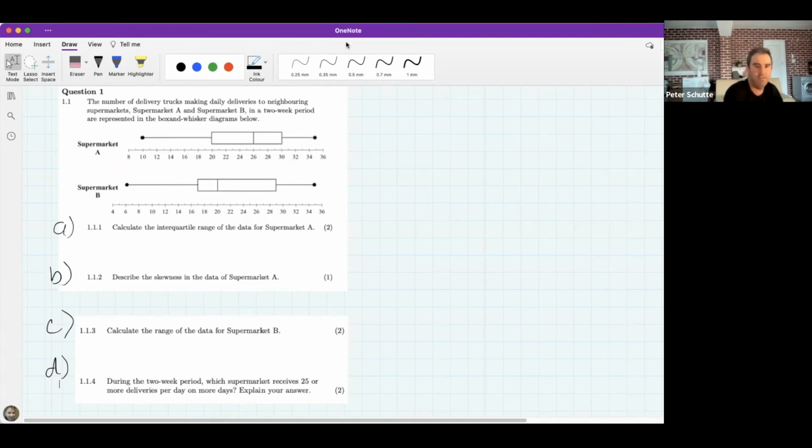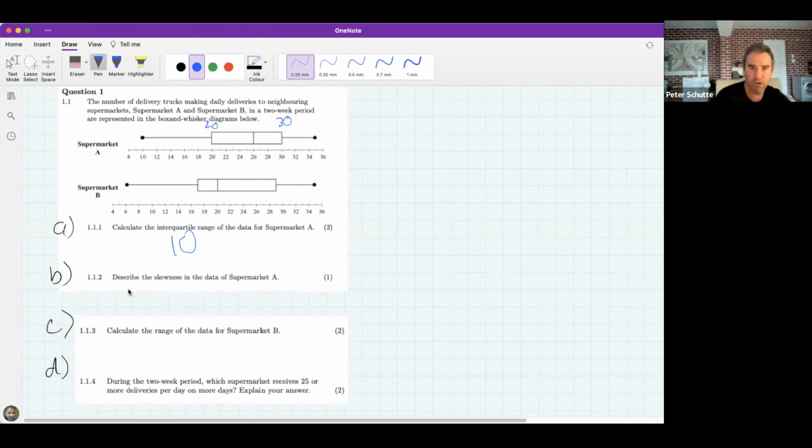Okay, I agree. The first one, supermarket A, we have 35 as the biggest value and 10 as the lowest value. Oh, but that's not, sorry, that's the range. I want the interquartile range. So the interquartile range, the 30 and the 20, and so the answer would be 10 because it's 30 minus 20.